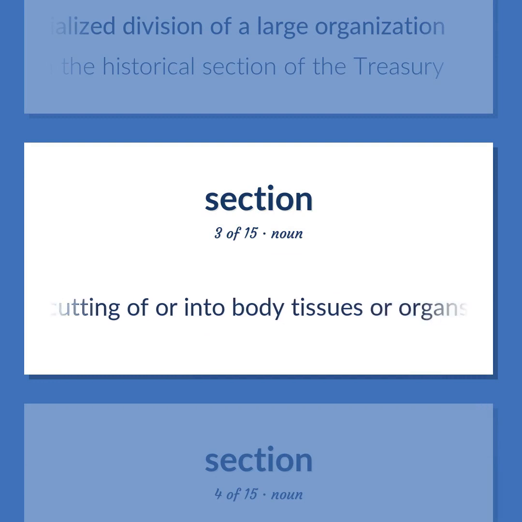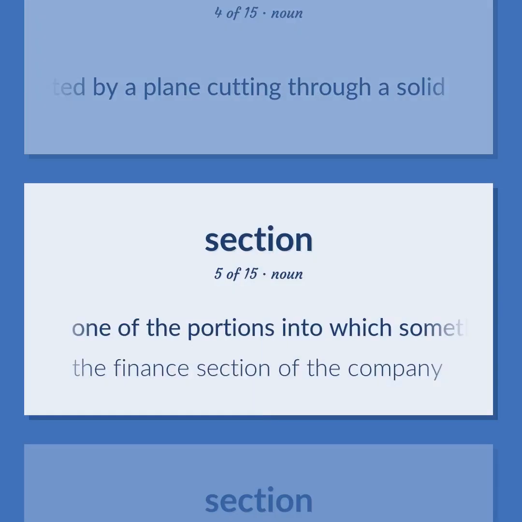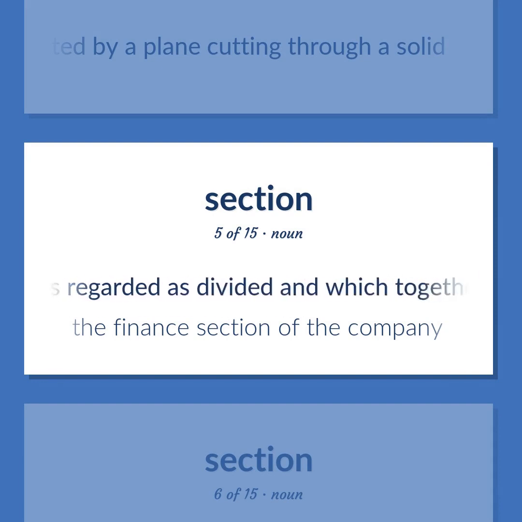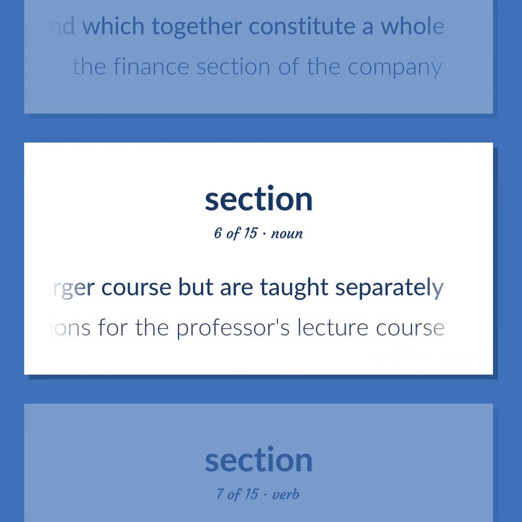The cutting of or into body tissues or organs, especially by a surgeon as part of an operation. Geometry. The area created by a plane cutting through a solid. One of the portions into which something is regarded as divided and which together constitute a whole. The finance section of the company. A small class of students who are part of a larger course but are taught separately. A graduate student taught sections for the professor's lecture course.